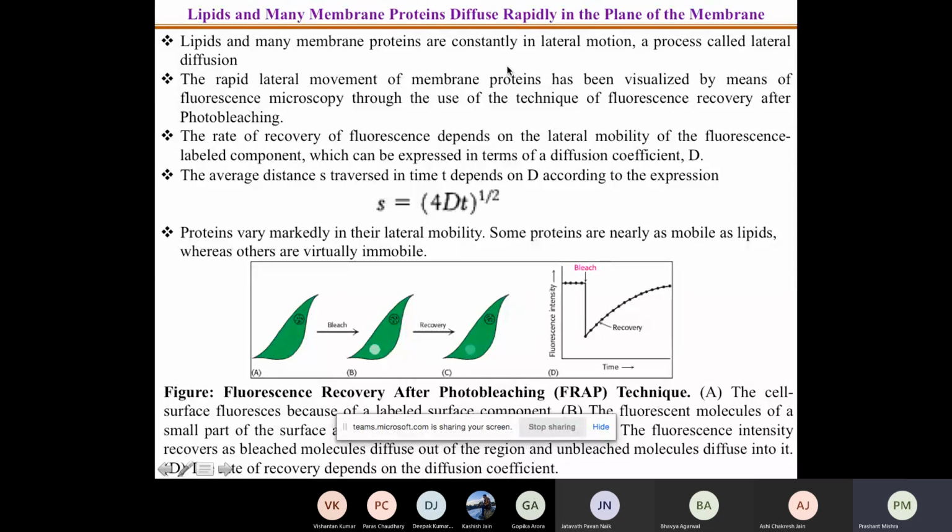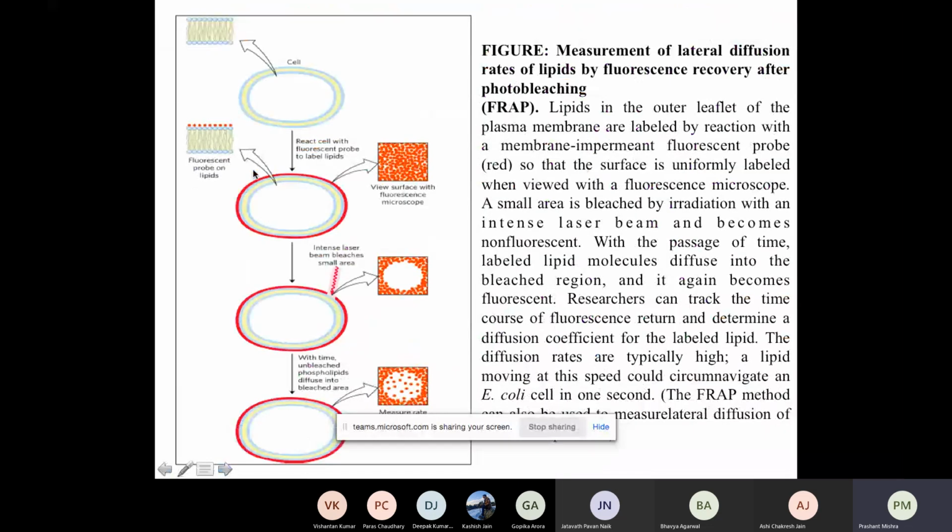To understand this, a very simple experiment was used, called the fluorescence recovery after photobleaching technique, that is the FRAP technique. In this technique, lipids and many membrane proteins are demonstrated to be moving across the membrane. Just to show it graphically, I have taken this picture, and here suppose this is a cell. In this cell, this is the membrane which you are looking at.